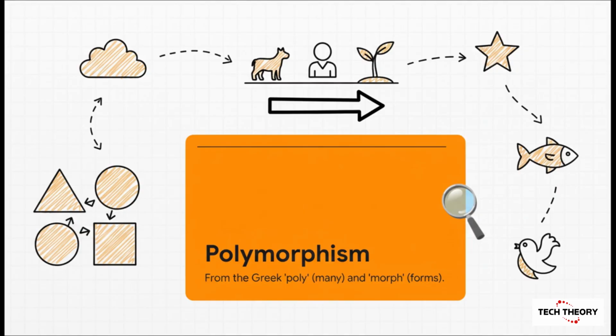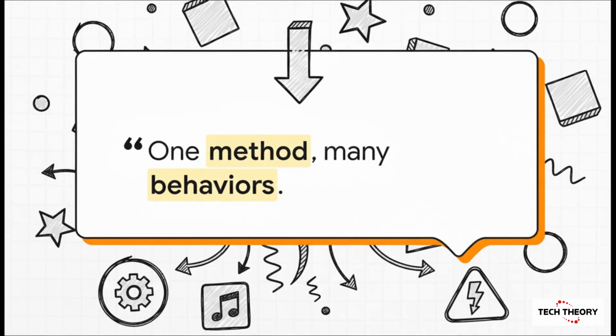Polymorphism. It sounds really academic, I know, but it's just two simple Greek words smashed together, poly, which means many, and morph, which means forms. So it literally just means many forms. That's it. See? Not so scary. Now, if you only remember one thing from this entire explainer, please make it this phrase. One method, many behaviors. Seriously, this is the heart and soul of polymorphism, and we're going to keep coming back to it.